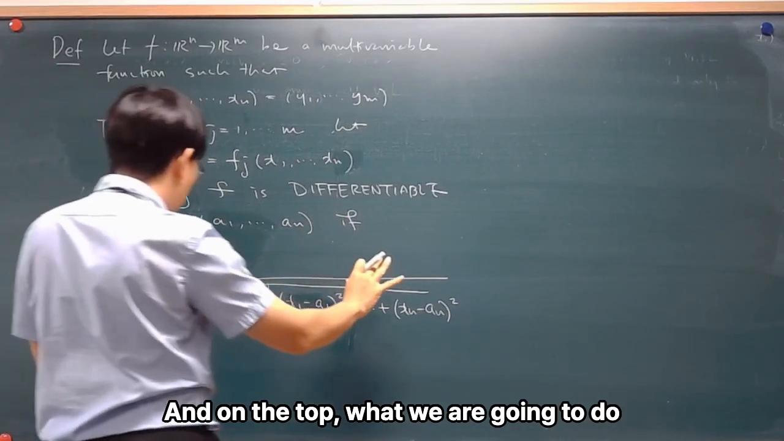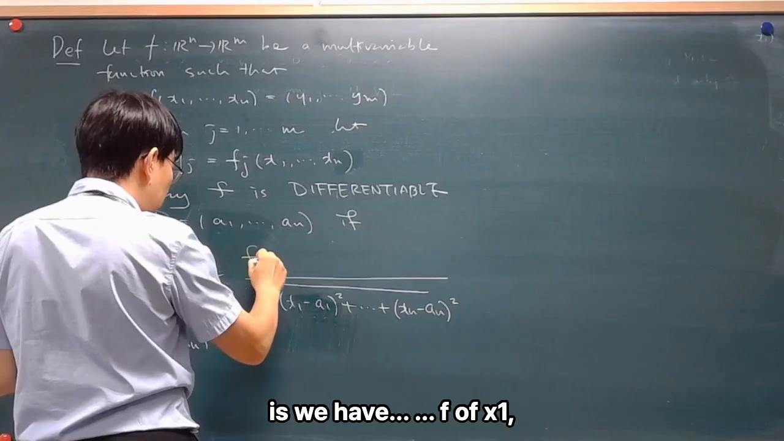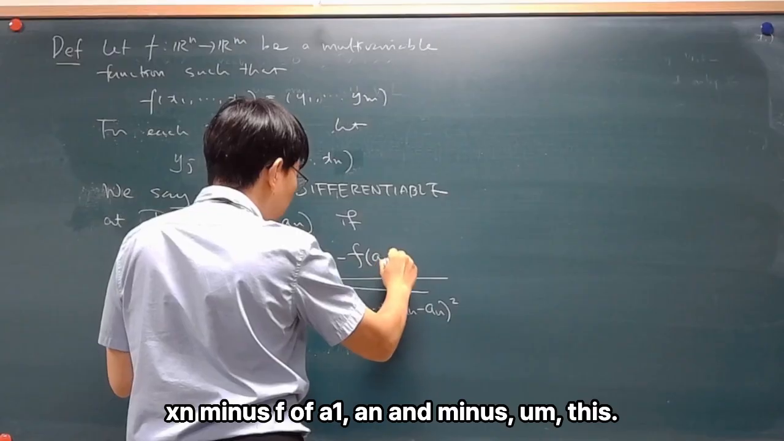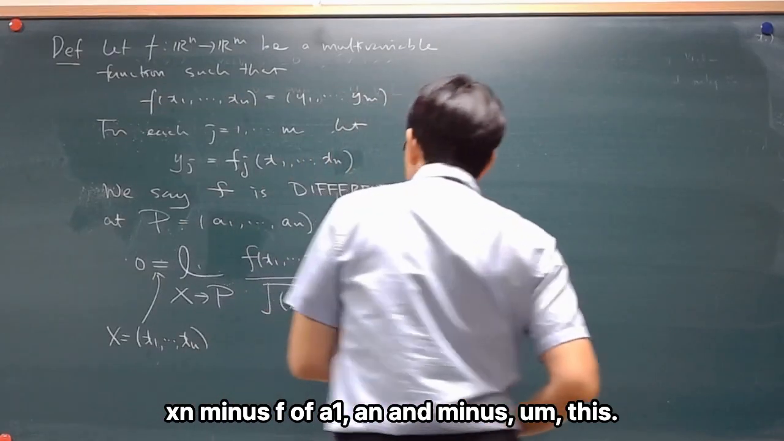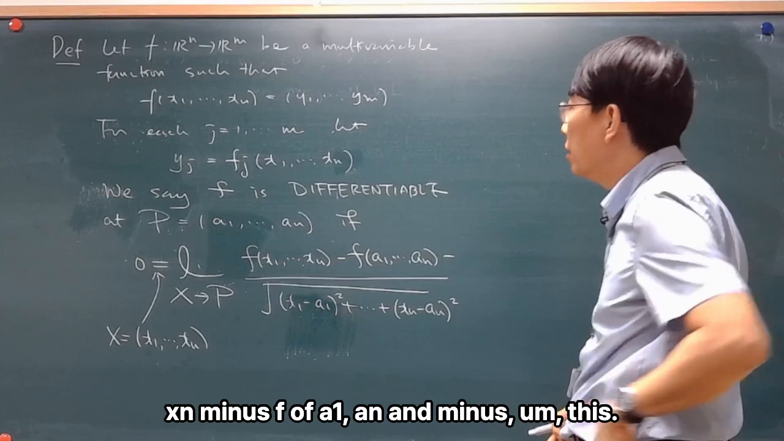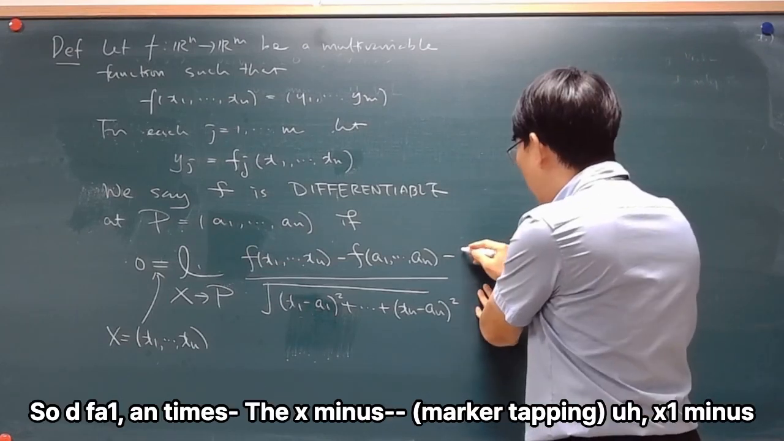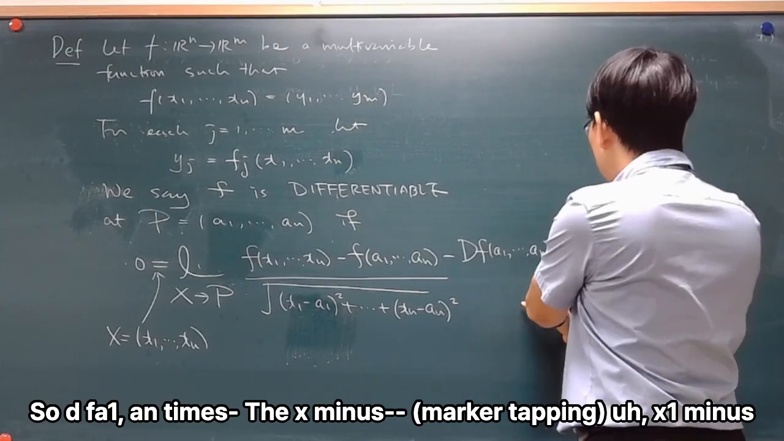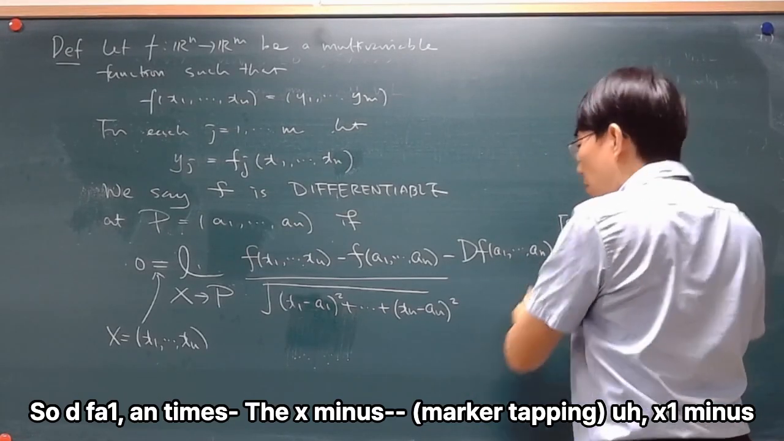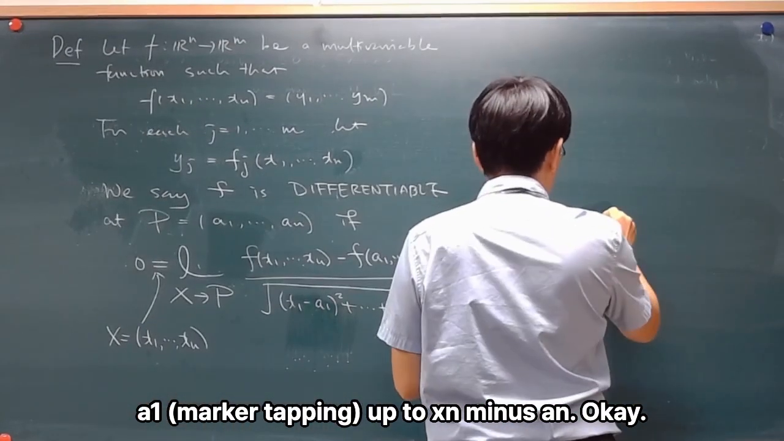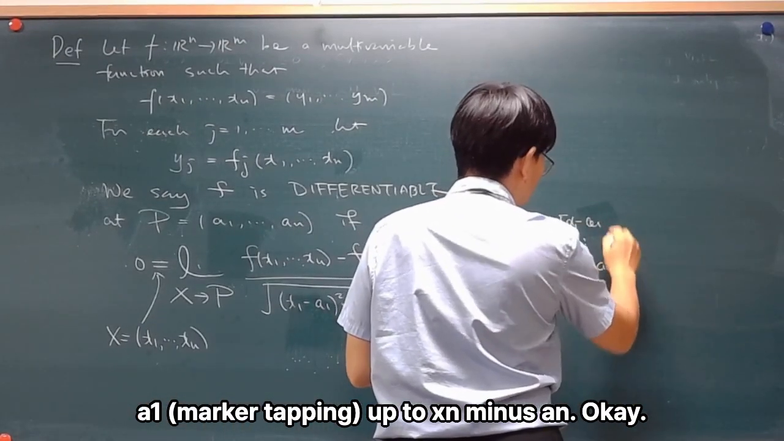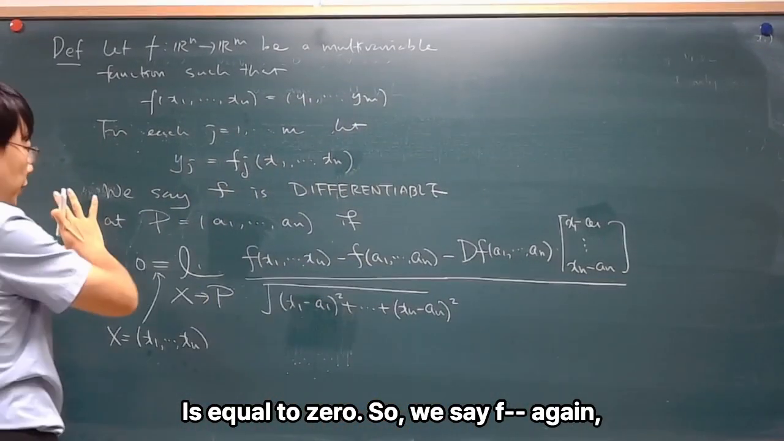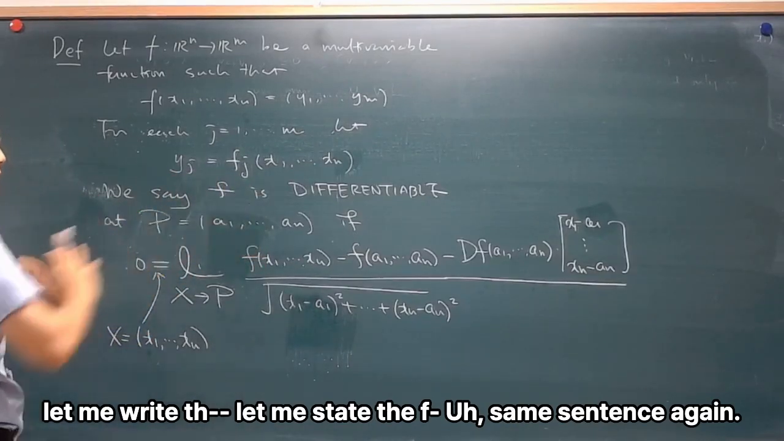And on the top, what we are going to do is we have f of x1 to xn minus f of a1 to an, and minus this: df at a1 to an times the column of x1 minus a1 up to xn minus an, okay, is equal to 0.